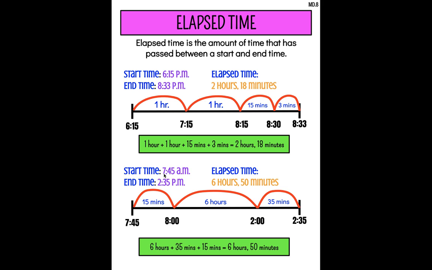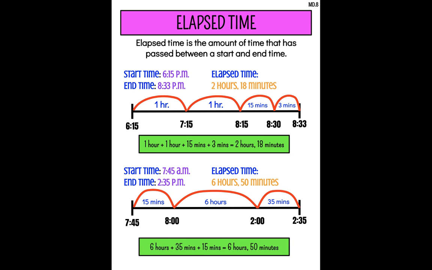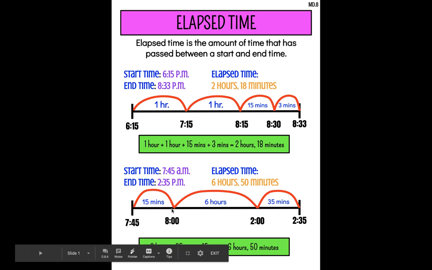Now, moving on to our second problem, we have a start time of 7:45 a.m. and an end time of 2:35 p.m. Now, when you do this, it is easiest to get into increments and times that are easy for you to add. So you can see that I started at 7:45 and ended at 2:35. My first step was to make a jump of 15 minutes because that got me to 8 o'clock. And 8 o'clock's an even number, and it's very easy to jump for more time and be able to add it easier.